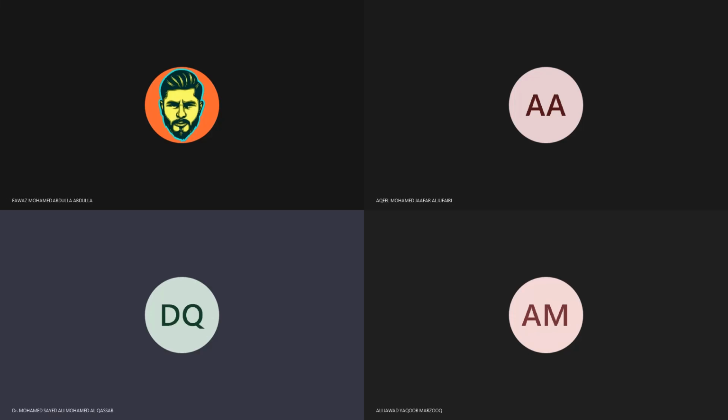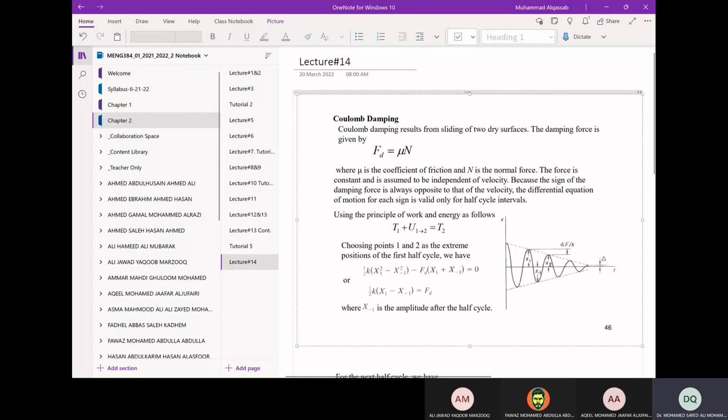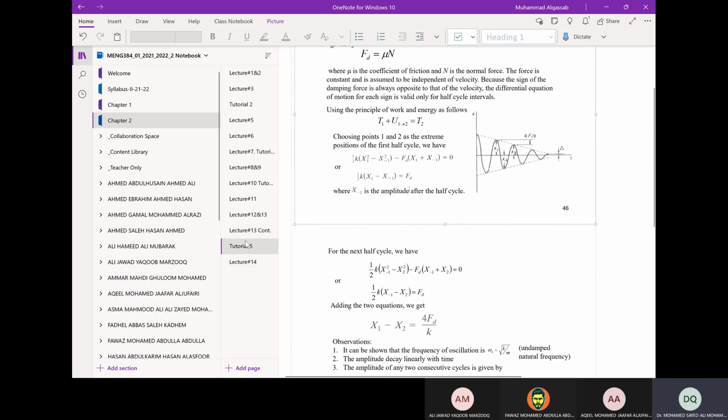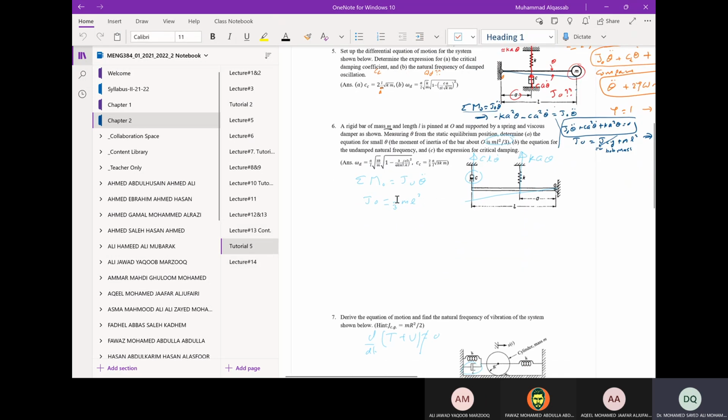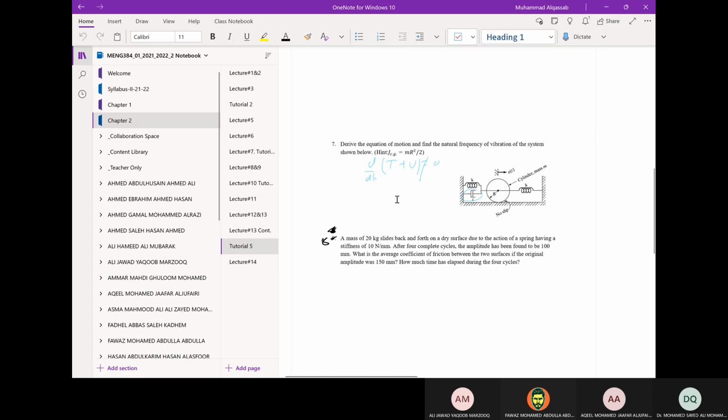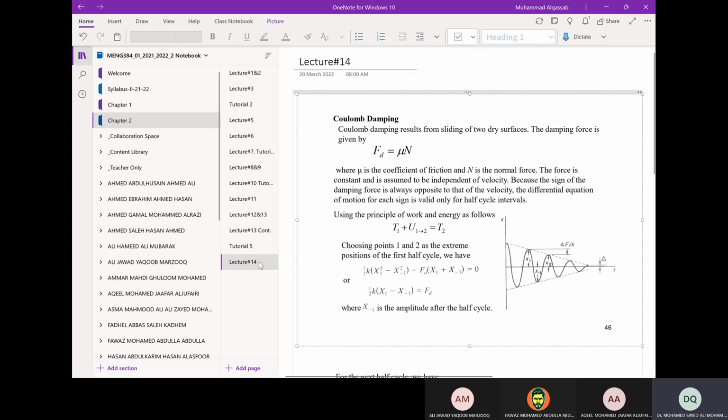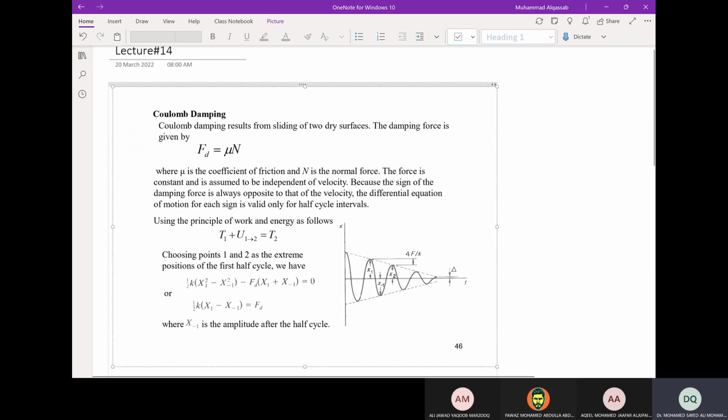This chapter is about Coulomb damping. Okay, we finished tutorial 5, most of the questions, except question number 8, which is about friction. So we will solve this question if we finish this topic.